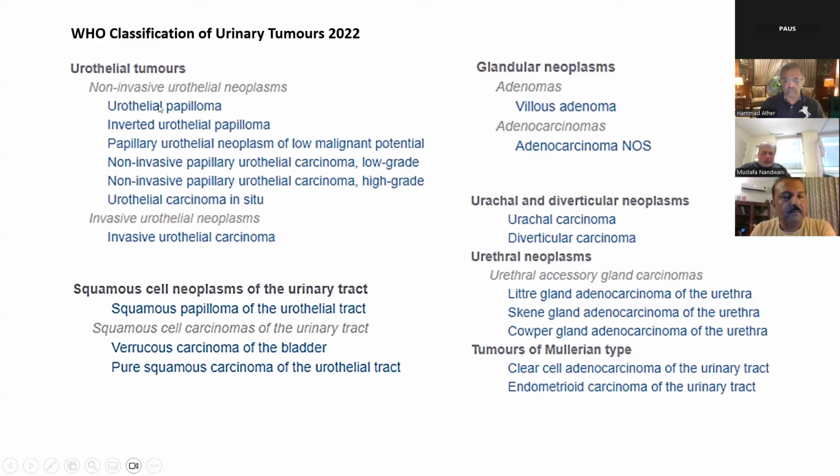Just to tell you that urothelial papilloma is kind of a rare diagnosis, very uncommon in my practice, and also uncommon according to the literature. Inverted urothelial papilloma is relatively common and is also benign. And then we have these four malignant entities. Three of them are papillary, and urothelial carcinoma in situ is flat. Among the papillary, we have papillary urothelial neoplasm of low malignant potential, which we call PUNLMP. Then we have non-invasive papillary urothelial carcinoma, low grade, and then non-invasive papillary urothelial carcinoma, high grade.